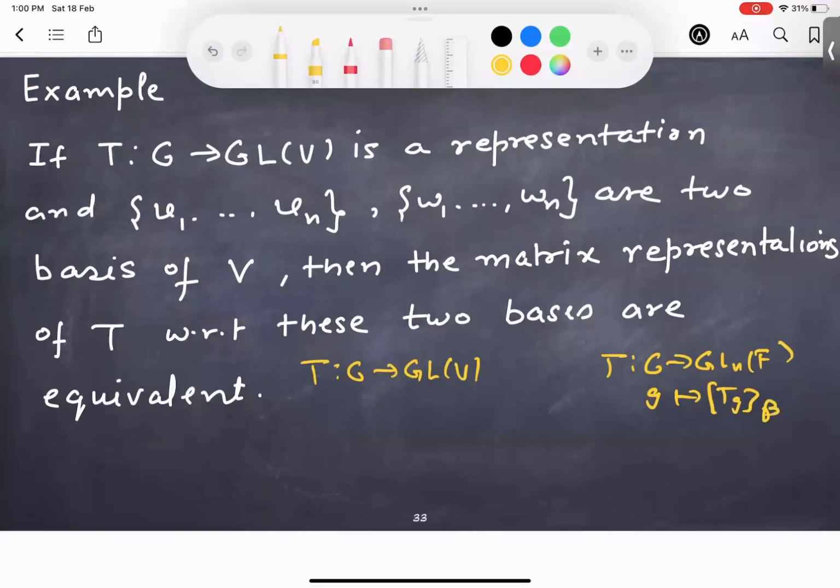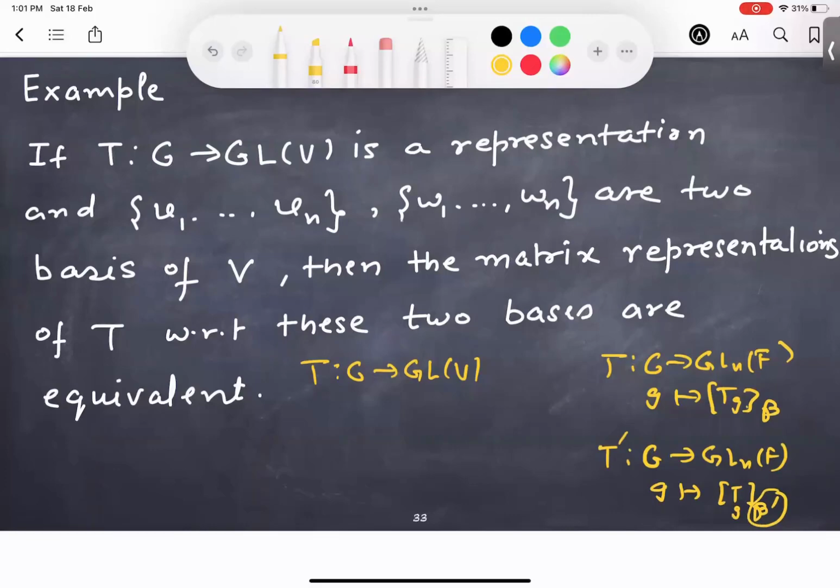I've fixed a basis B. Now someone else has taken another basis B dash and obtained this representation. Then the matrix of this representation, if I change the basis, will change. But then this is a conjugate of this by the matrix of change of basis from B dash to B.